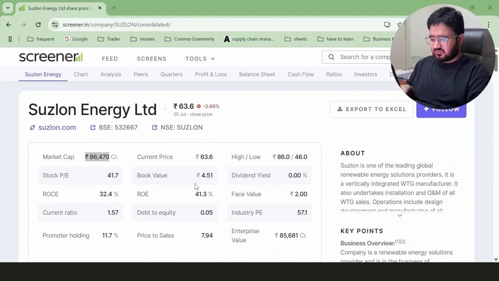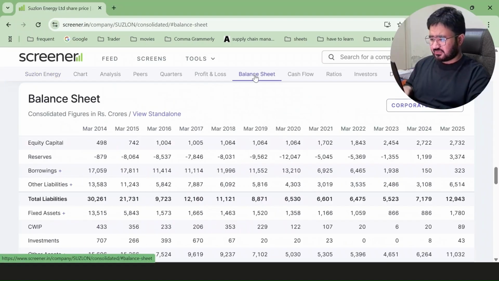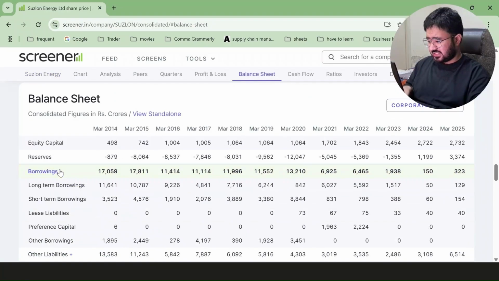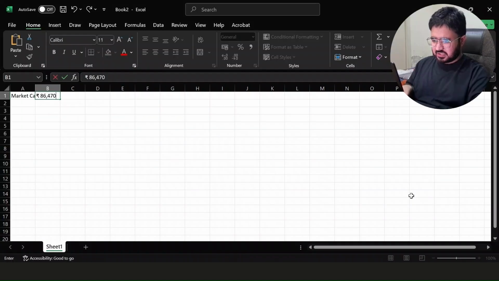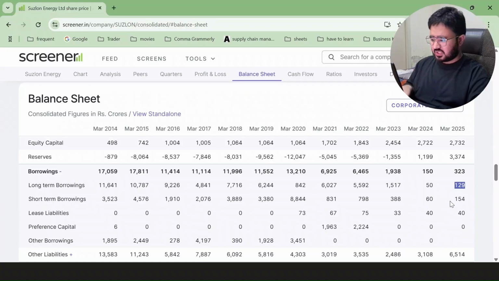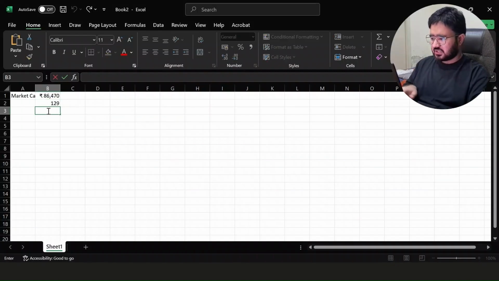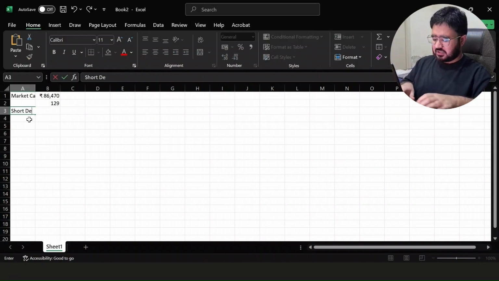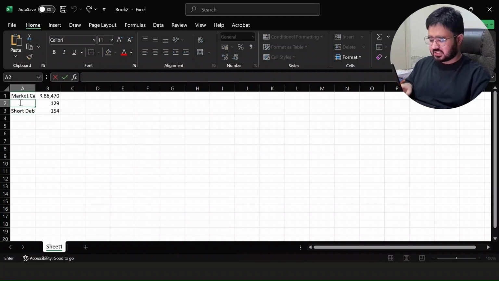Now what do we need? We need the debt. Okay, from where will you get the debt? Of course from the balance sheet. Okay, borrowing section. Now we need short-term debt and long-term debt. What is short-term debt? 129 crores. Let's just add it over here. 129. Oh, okay, it was long. Now it is short. Short debt. Long-term debt. Let's say long.